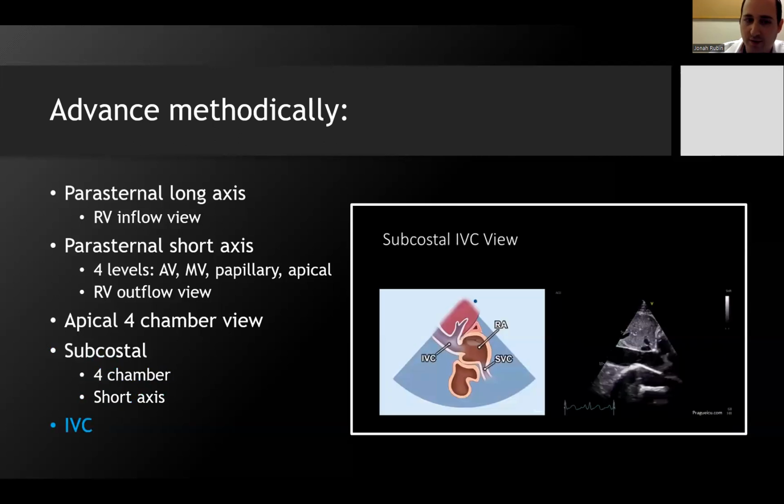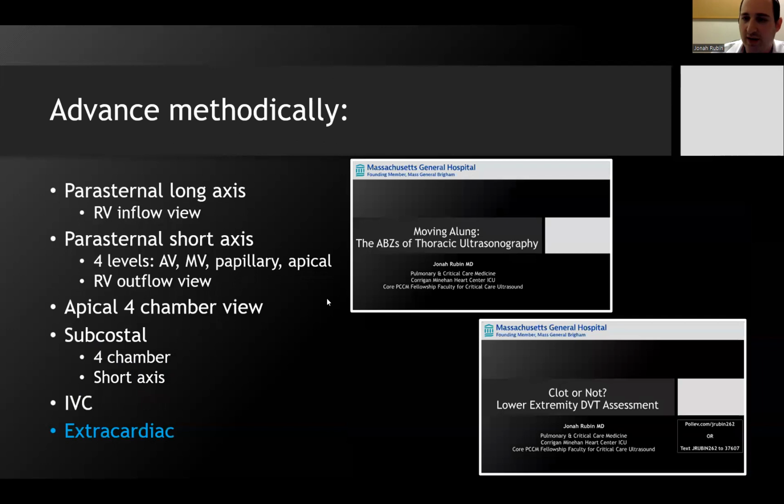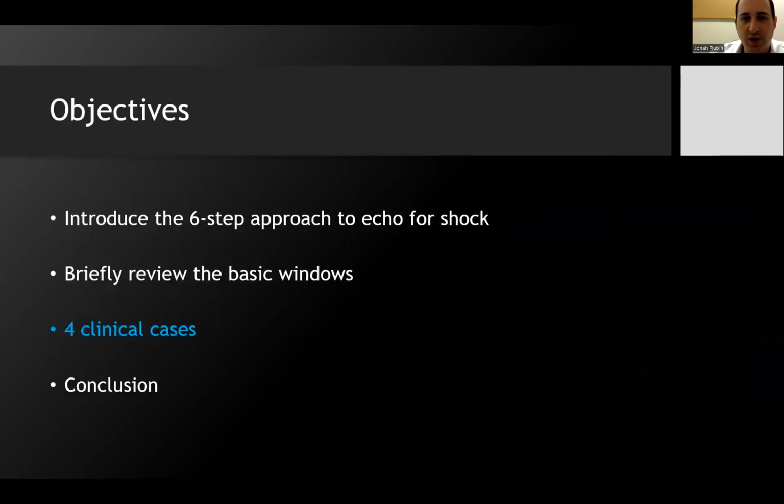And then the 5th window, of course, is the IVC, which you take with a grain of salt when you're thinking about your fluid assessments, as we've discussed in detail, but sometimes can be quite helpful. And then not a specific view for the echo, but not forgetting the extra cardiac assessment, particularly thoracic ultrasonography and a lower extremity DVT. So now we're going to take all that and go through some cases.